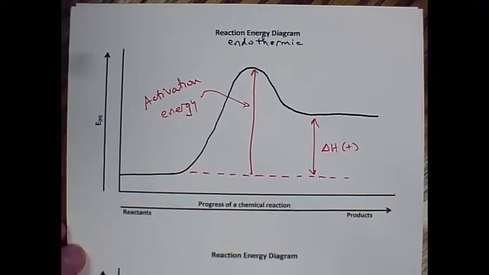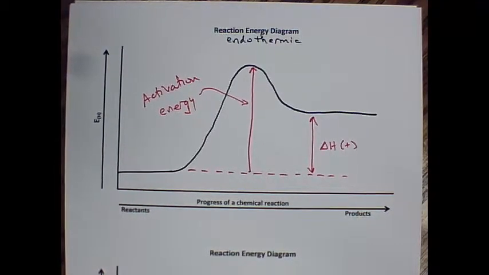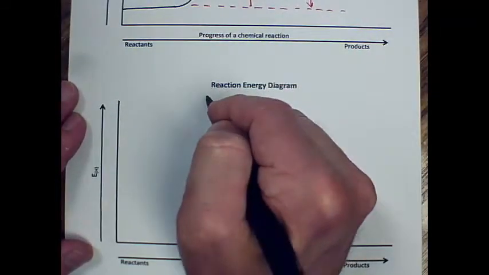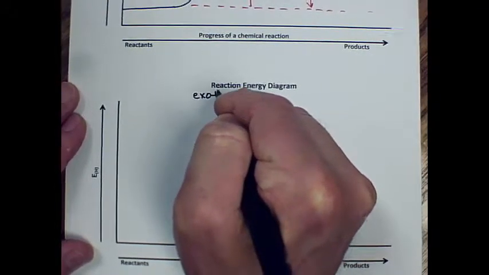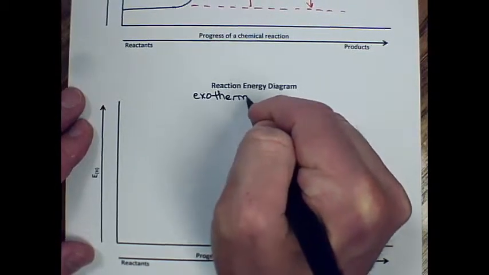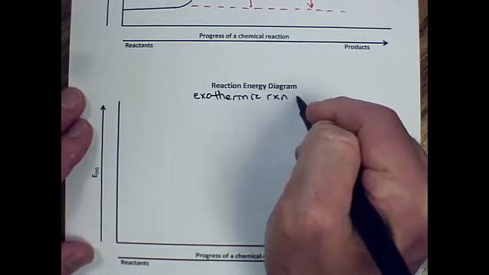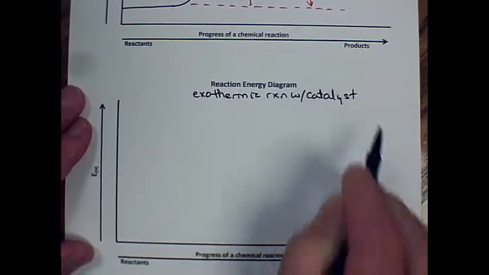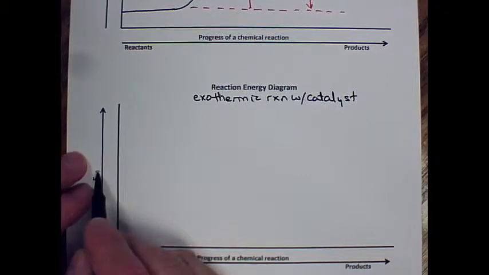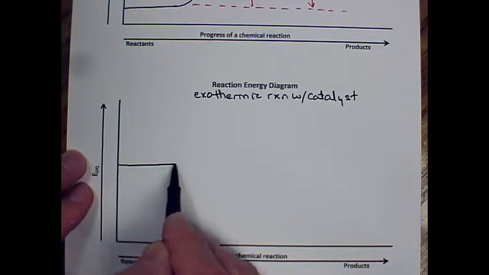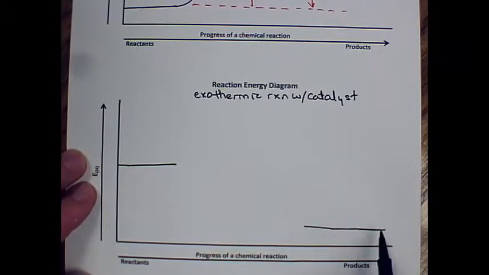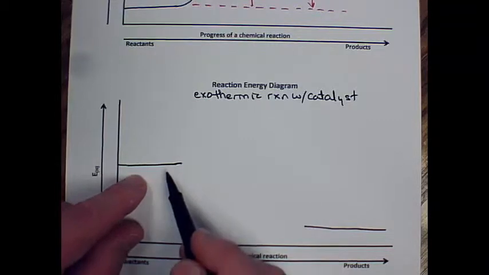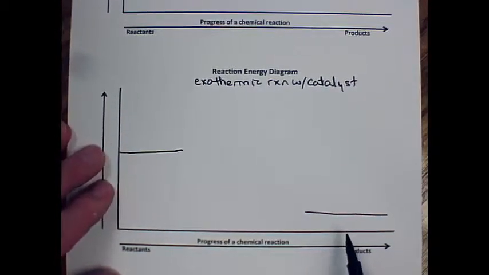All right, now let's take a look at how catalysts affect all this. So I'm going to use an exothermic reaction. It doesn't really matter, you could do it with endothermic reactions. Exothermic reaction with a catalyst. So remember, in our exothermic reaction, the stored energy in the system is higher in the beginning, lower in the end, and the result is that energy is being given away. There's more energy at the beginning, less energy at the end.